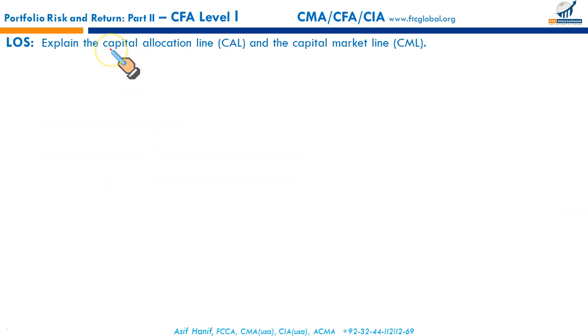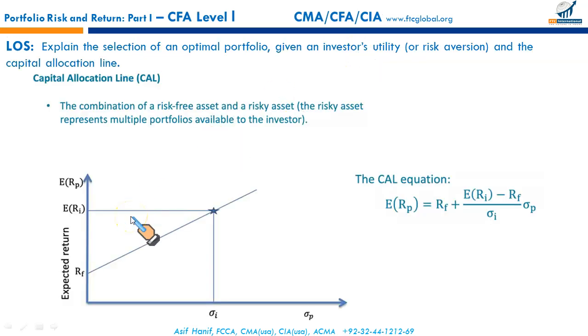The next LOS says: explain the capital allocation line and the capital market line. Now, this is the capital allocation line we discussed in the previous reading, Portfolio Risk and Return Part 1. What it shows is the combination of the risk-free asset, this here, and a risky asset. The risky asset is basically the portfolio available to the investor, multiple portfolios available to the investor. So this line is what you call the capital allocation line, and we discussed how it was derived. Now let's see what the capital market line is.